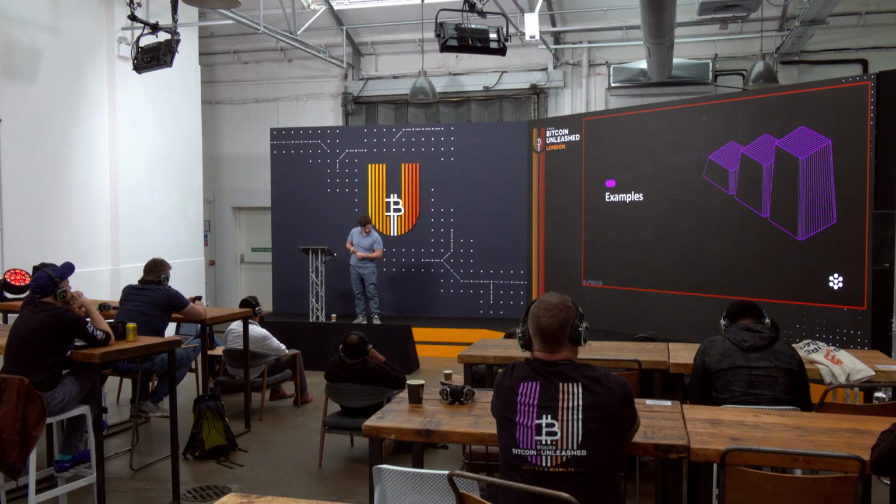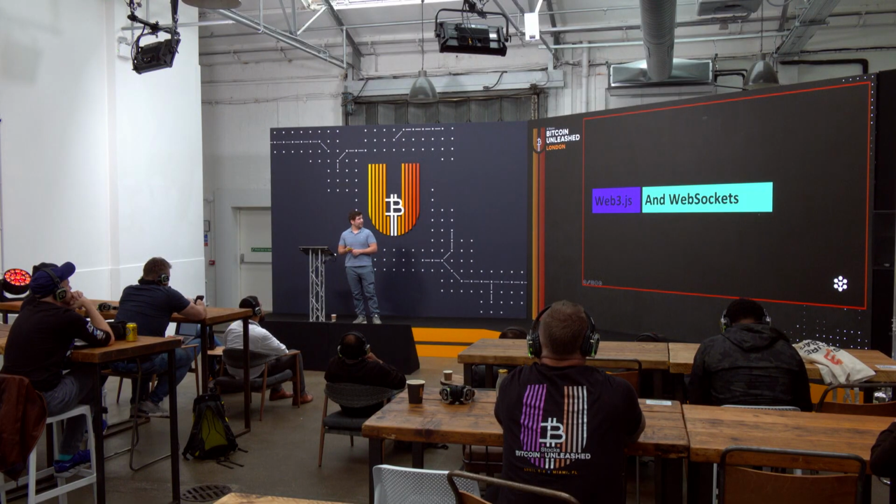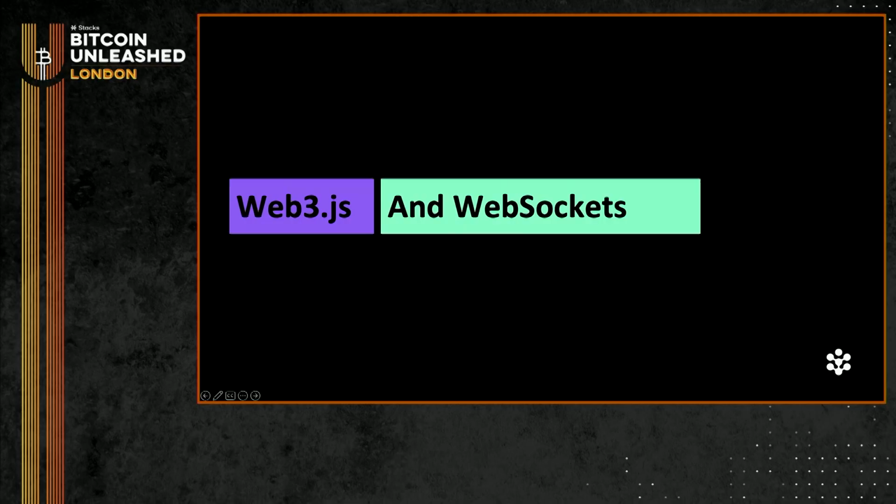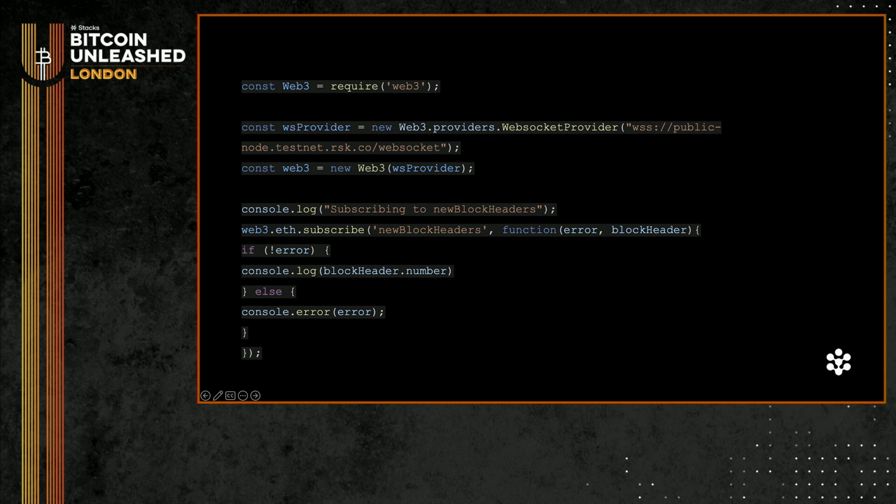And now for some examples. So this is an example using Web3.js and WebSockets. It is very simple. If you are an Ethereum developer, you wouldn't notice anything different. It's just creating a provider and subscribing to an event. The only difference here is that it's pointed to a testnet node on Rootstock instead of a testnet node on Ethereum. And that's it. It's very simple.